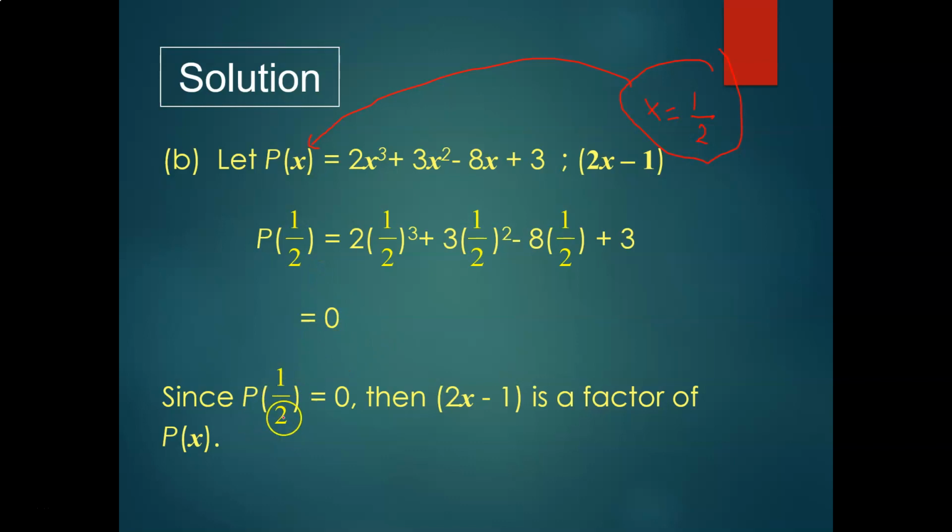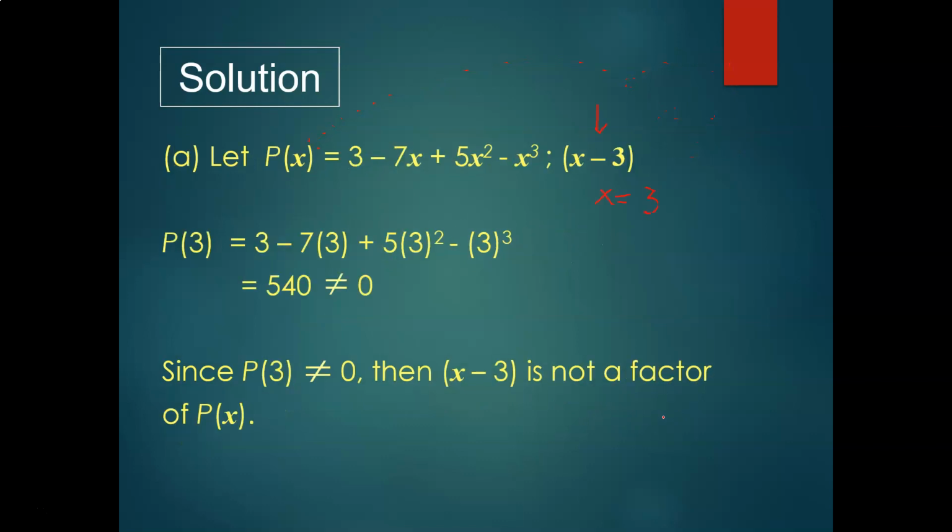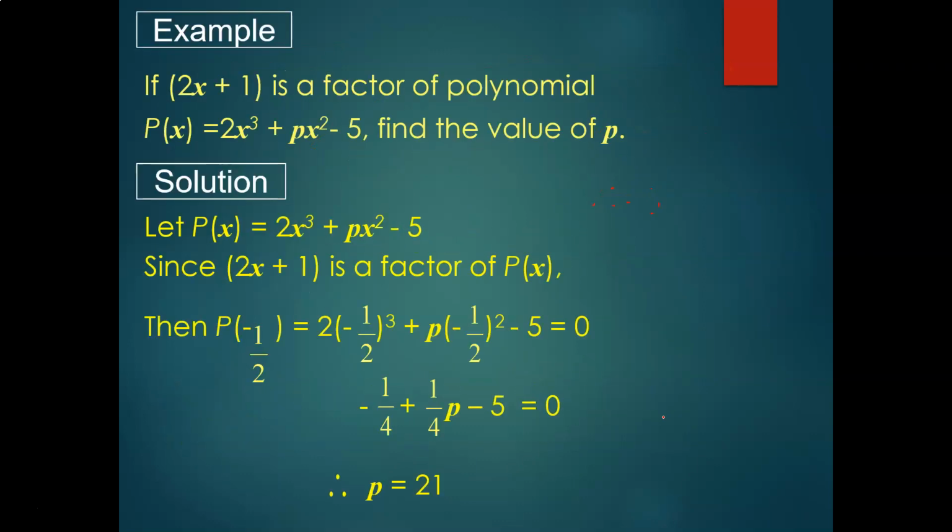Since p of 1 over 2 is equal to 0, then the linear term just now, 2x minus 1, is a factor of p(x). Okay? I hope you can understand what is a factor and when it does not become a factor. Okay, more examples. If 2x plus 1 is a factor of this polynomial, find the value of p.